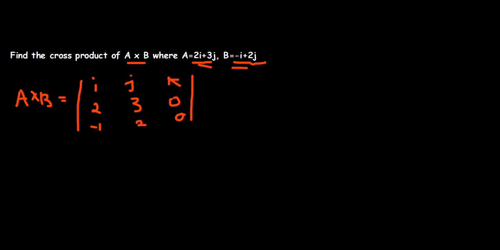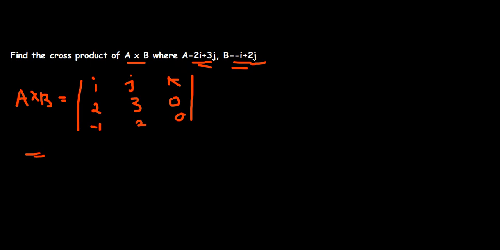How are we going to find our cross product? Remember the formula. We said we eliminate the first row and first column, so we are going to remain with 3 0, 2 0. So this is what we have here.